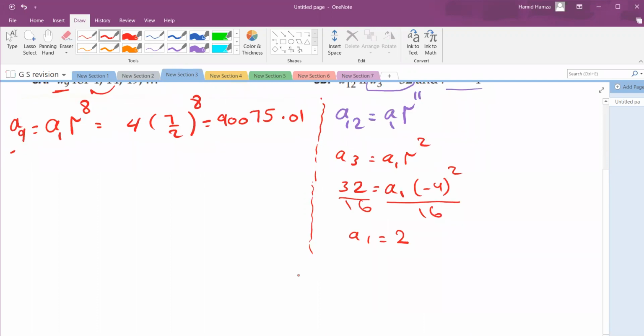So A12 will be A1, which is 2, multiplied by r, which is negative 4, raised to power 11, like this. So what is the answer, Abdurrahman? Negative 8388608. Okay, guys. So any question until now?